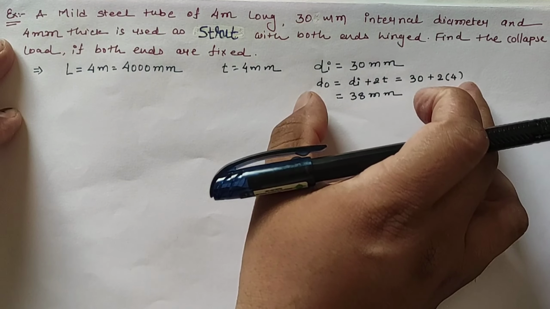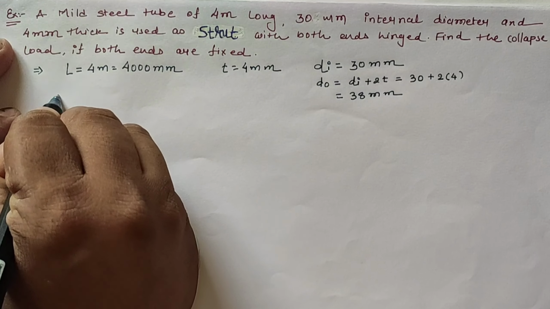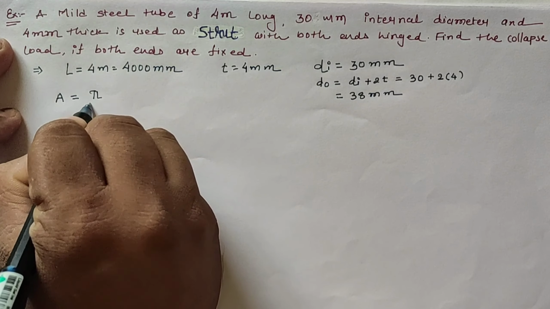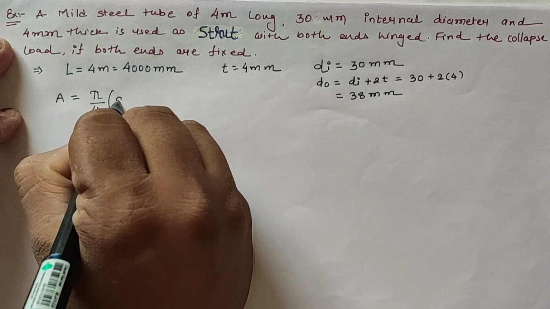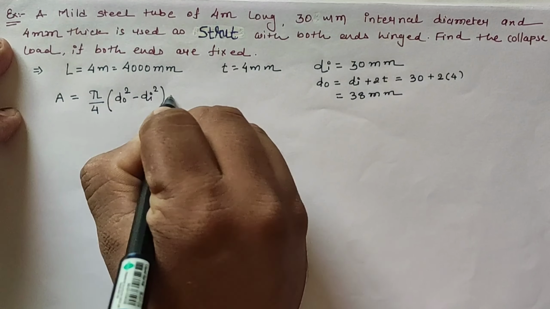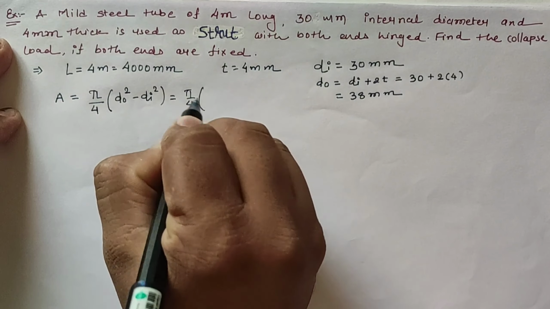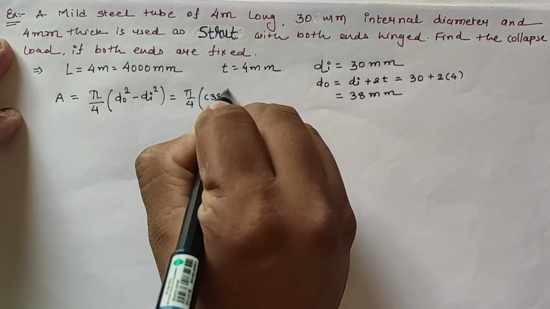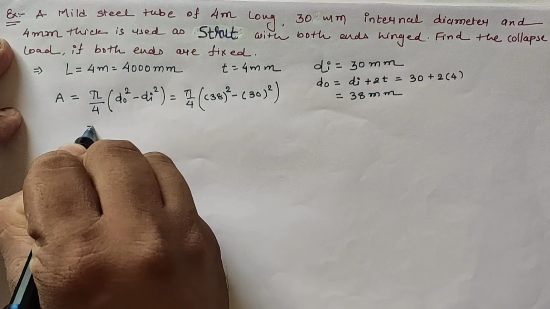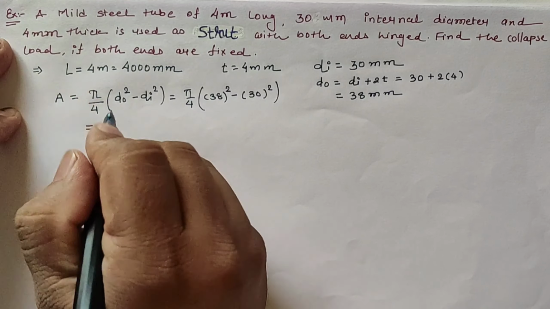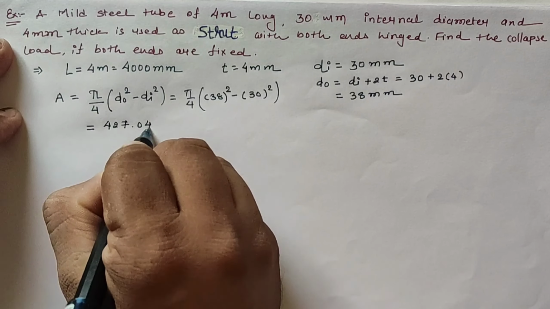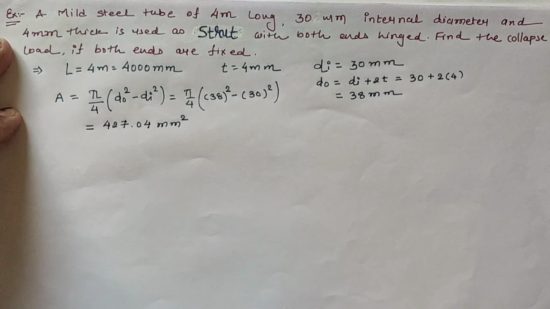Now according to the outer and inner diameter, first we can calculate area of tube by equation pi by 4 into outer diameter square minus inner diameter square. So pi by 4, outer diameter is 38 mm and inner diameter is 30 mm. So our cross sectional area is 427.04 in terms of mm square.